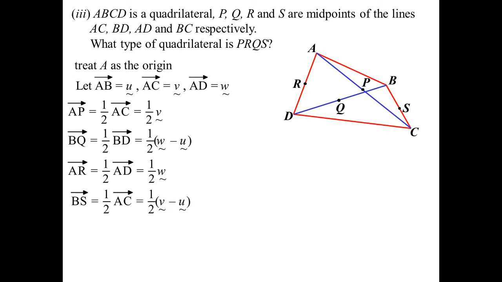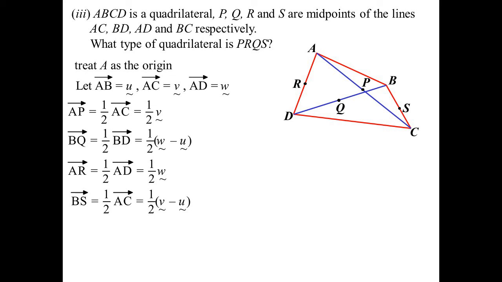And S, that one's lying on the vector BC, so I'm actually talking about the vector BS here. It would be half of, oh, that's wrong. I've got AC there, of course, it should be BC, shouldn't it? So half of BC, and that'd be half of head minus tail, V minus U. Okay, so there's the four that I need to do this.